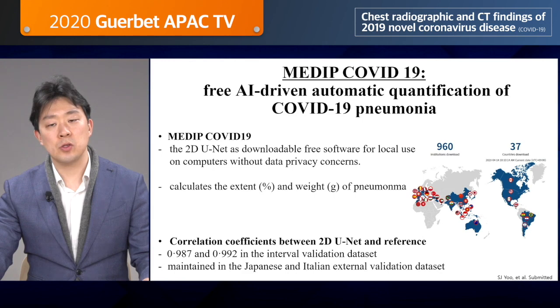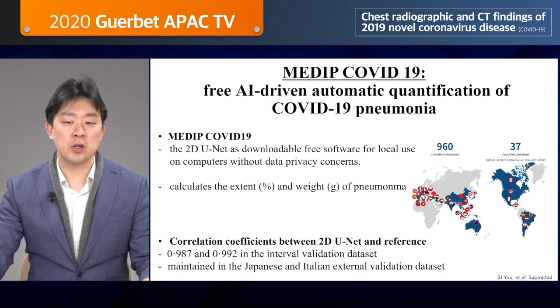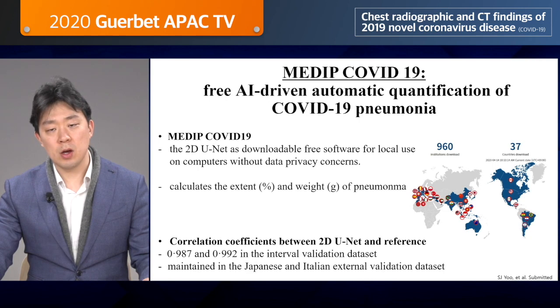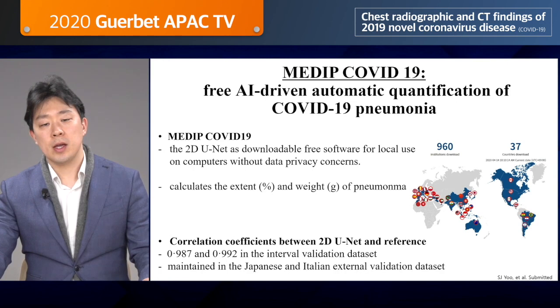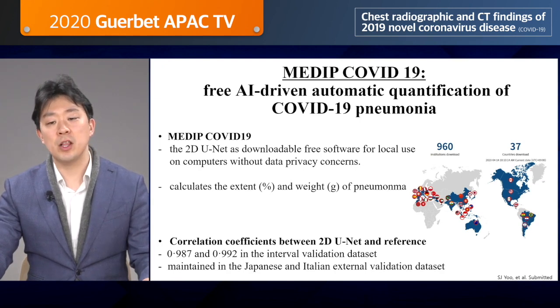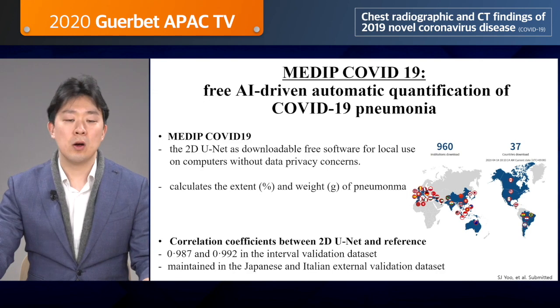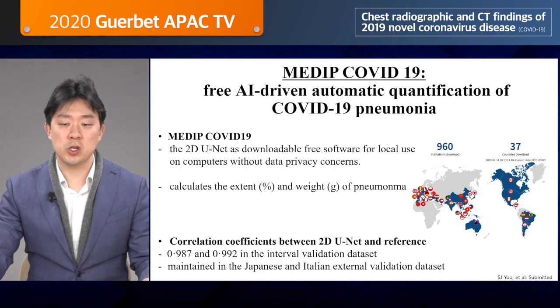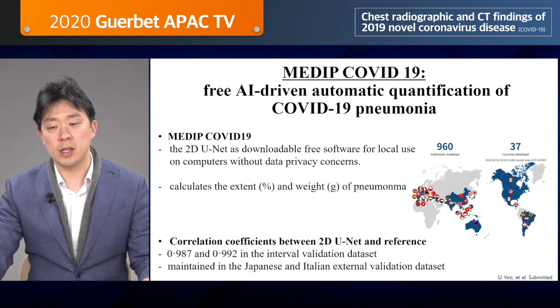MediCOVID contains the 2D unit as downloadable free software for local use on computers without data privacy concerns. MediCOVID-19 automatically calculates the extent and weight of COVID-19 pneumonia, and in the internal validation dataset, the intra-class correlation coefficients between the 2D unit and reference values for extent and weight of pneumonia were around 0.99, and the correlation coefficients were maintained in the Japanese and Italian external validation datasets.